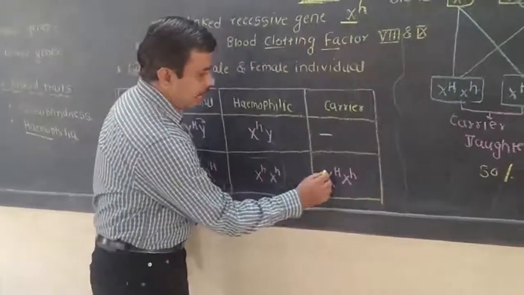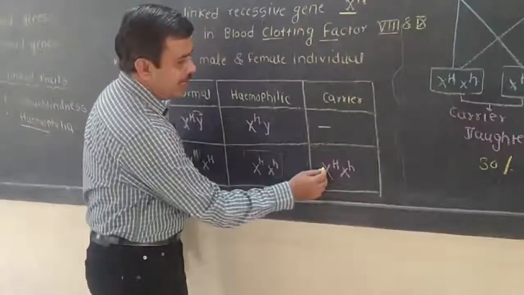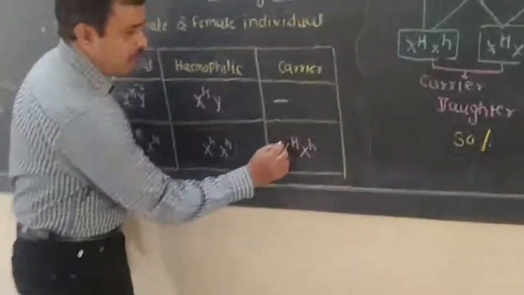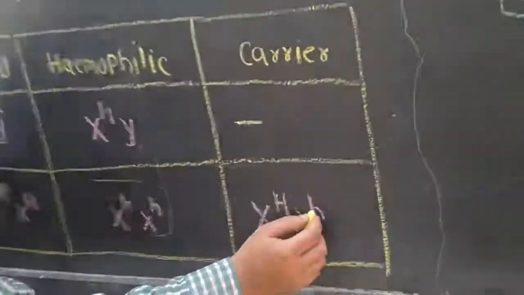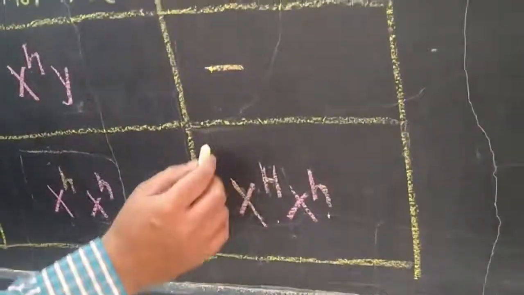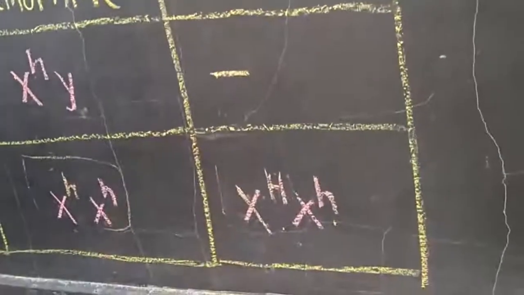Then the carrier female is represented by the capital H on one X chromosome and the recessive gene, a small h, on the other chromosome. So this female will be a carrier.